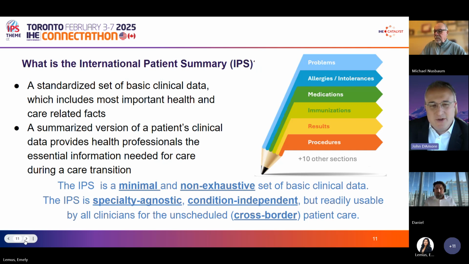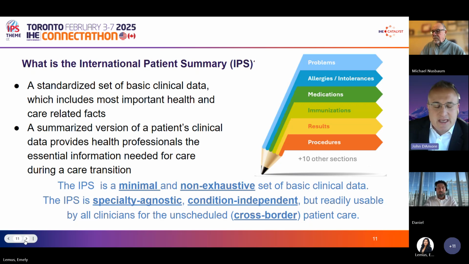I've underlined a couple words about it. The IPS is minimal and non-exhaustive. So that really does go to the idea of a summary, but it's also specialty agnostic and it's condition independent. So specialty agnostic means that it really can be used across multiple different use cases and scenarios. It's meant to provide that minimal set of information like allergies, problems, medications that are going to be useful in almost all care scenarios. And it's also condition independent.